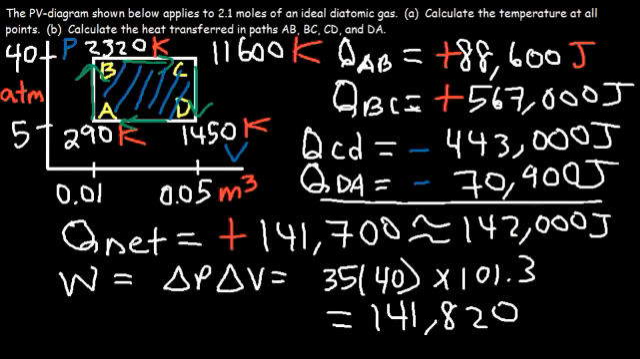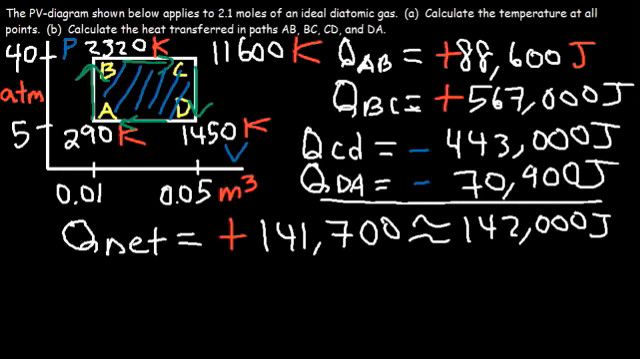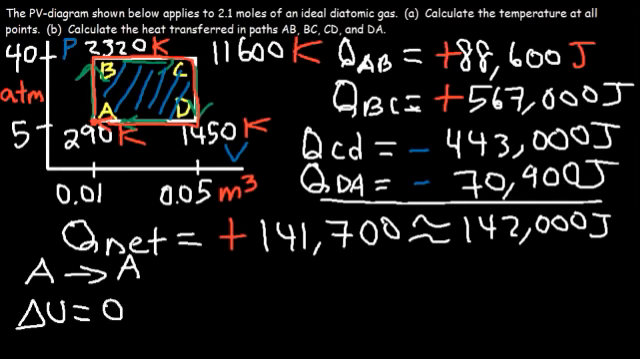Now, based on rounding errors, there's going to be some slight differences, but theoretically, these two should be equal, which they are. Now, let's think about what this means. We see that Q and W are the same. The question is why? We started at position A. We went all around the rectangle, and we ended back at position A. So going from A to A, the internal energy is the same. There's no change. Therefore, delta U is equal to 0 for any cyclic process.